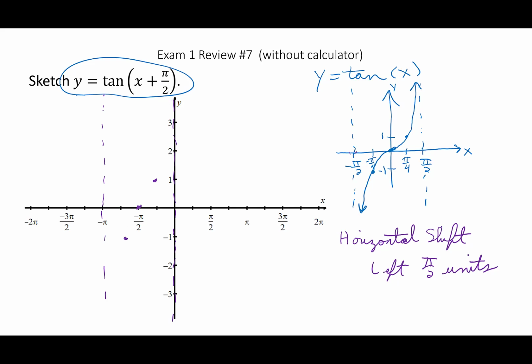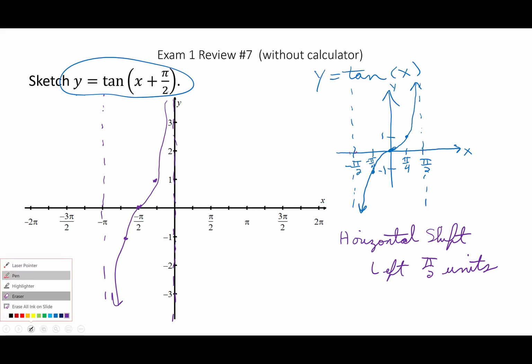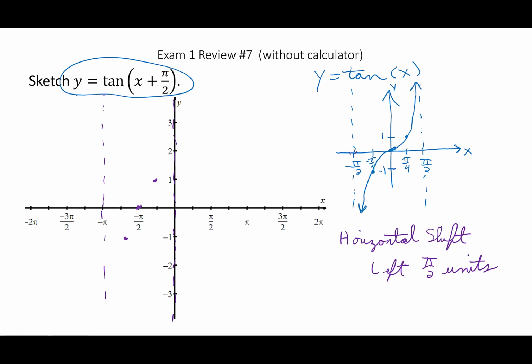And let's just try to make a nice little smooth curve here. That doesn't look too good. Let me try that one again. Okay. Well, that's a little better. Okay, let's go ahead and complete the graph here, going from negative 2 pi to 2 pi.